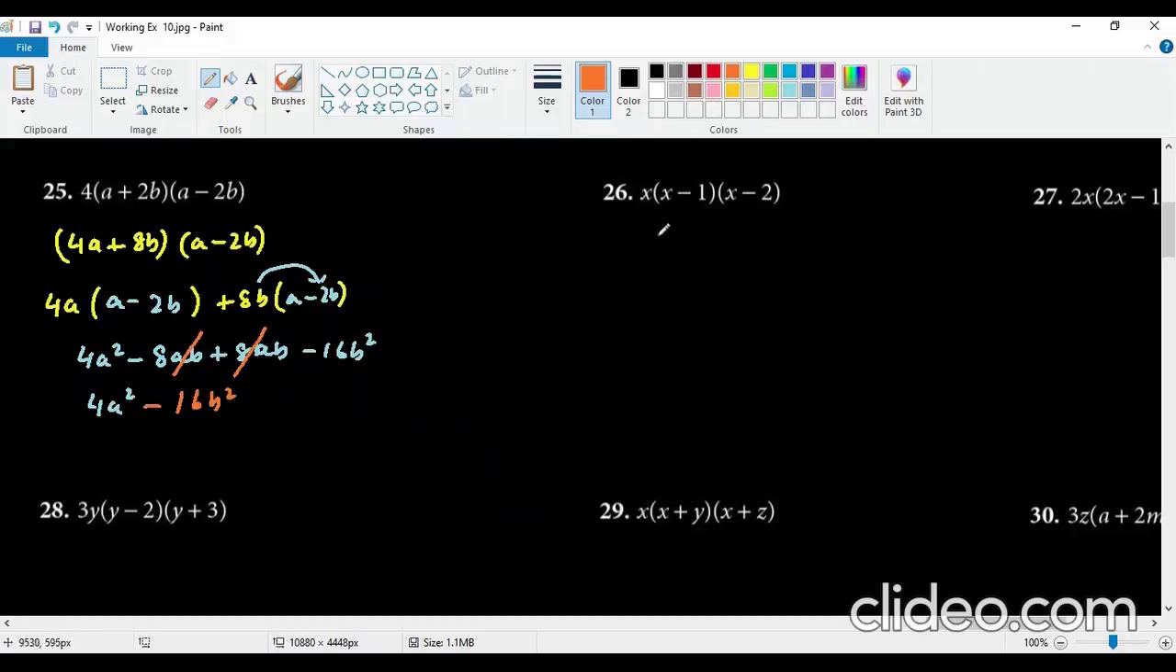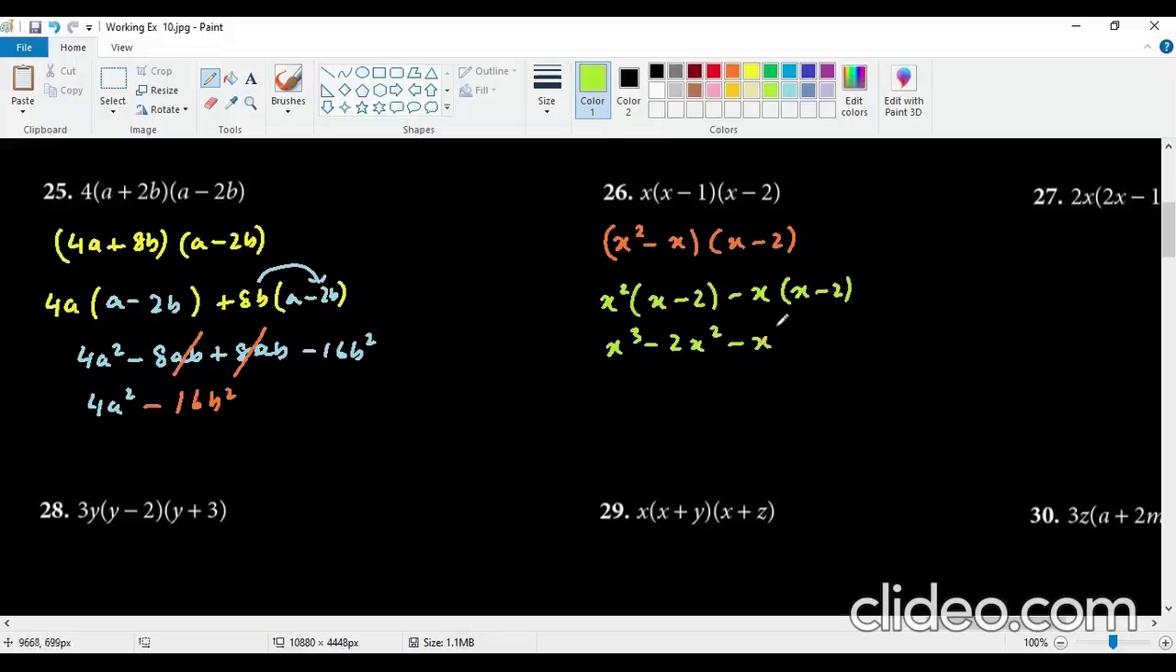When it comes to the second one, I'll multiply x square minus x by x minus 2. Now this is going to be x square multiplied by x minus 2 first, and then minus x is going to be multiplied by x minus 2 once again. Now this is going to give us x cube minus 2x square minus x square, and minus minus is a plus 2x.